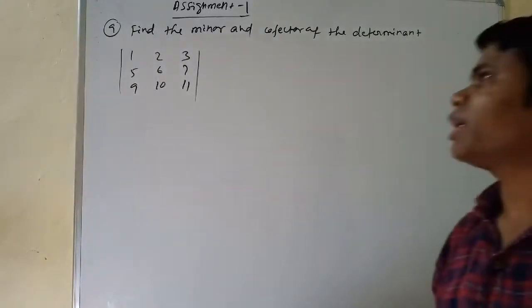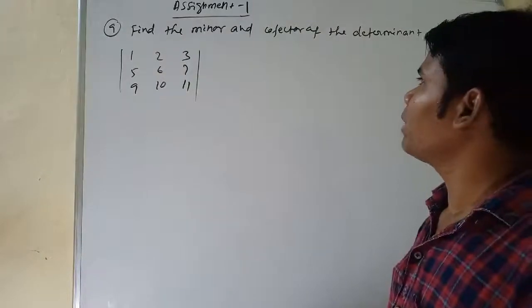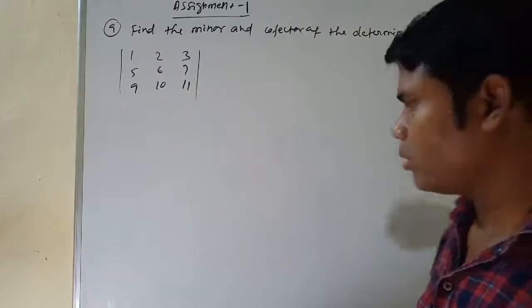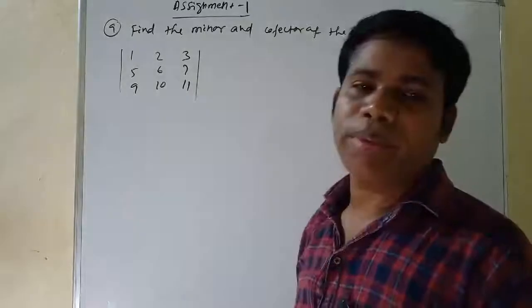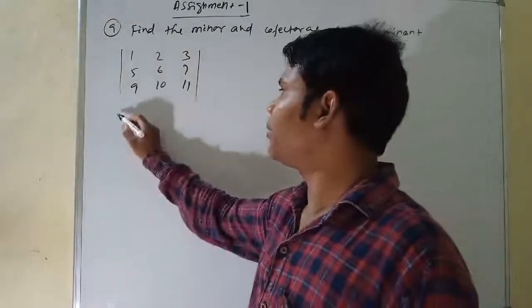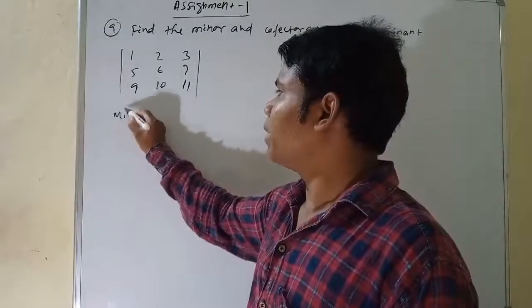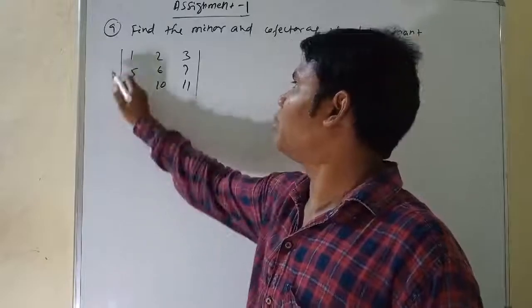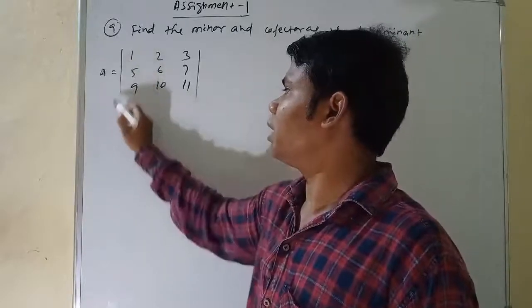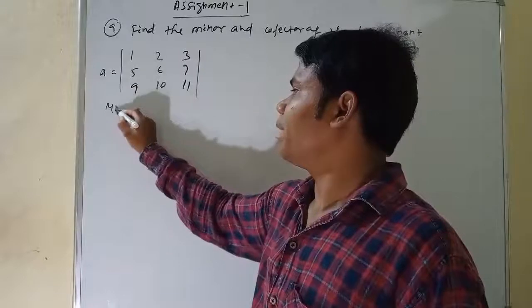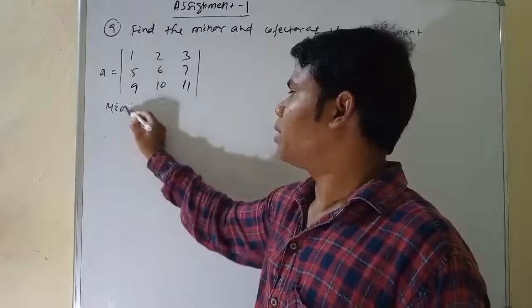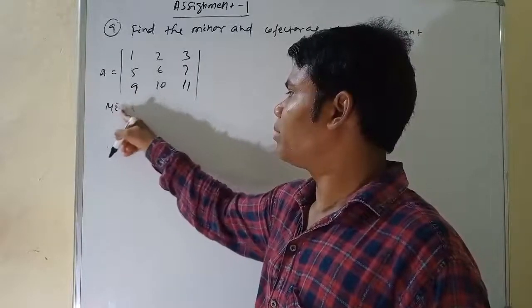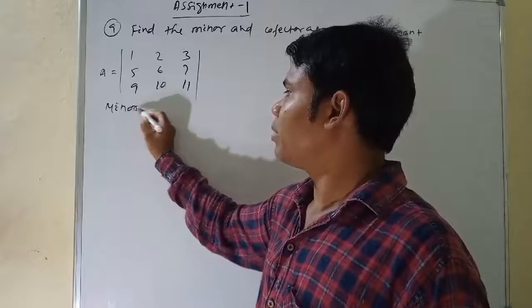You see the next question, find the minor and cofactor of the determinant. Okay, minor can be denoted by Mij. Here you write minor of a. Suppose this is a. Okay, suppose this is a. Minor of a.